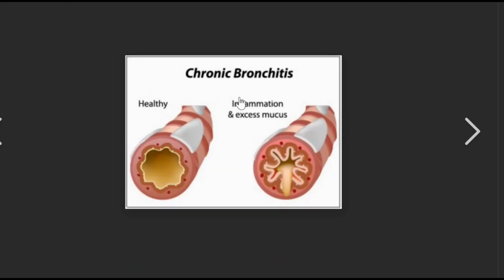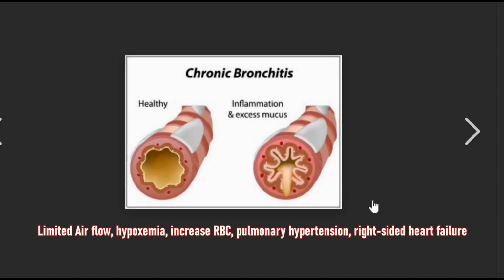In chronic bronchitis, this is the healthy bronchi, whereas in bronchitis, you can see the bronchus is inflamed and there is excess mucus production. So the airflow is limited. When the airflow is limited, it decreases the oxygen in the blood, called hypoxemia. When hypoxemia happens, the body tries to compensate for it. What is compensate? Whenever something bad happens to the body, it tries to fix it. So the body tries to produce more RBCs for oxygenation of the tissues. It won't help. Instead, it makes the blood thick.